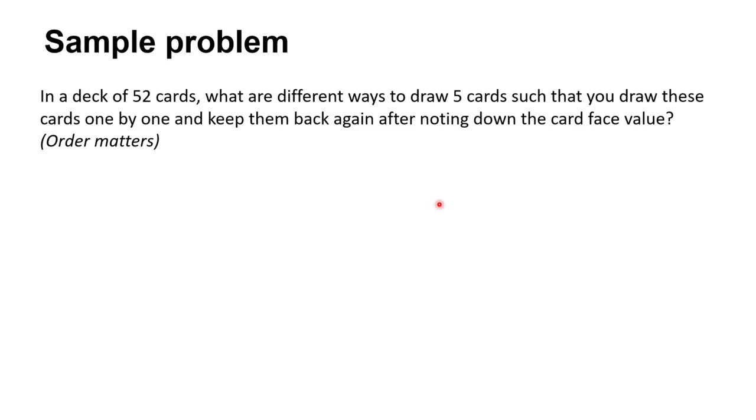So let's say there's a deck of 52 cards, and the question is, what are different ways to draw 5 cards out of these 52, such that you draw these cards one by one and keep them back again. So it's with replacement, right? After noting down the card face value and order matters. So can you tell me how many combinations you can create out of it? Make sure you don't write all the combinations. Probably you can think of, if you have 5 places, what are the different options to fill each of these positions, right?